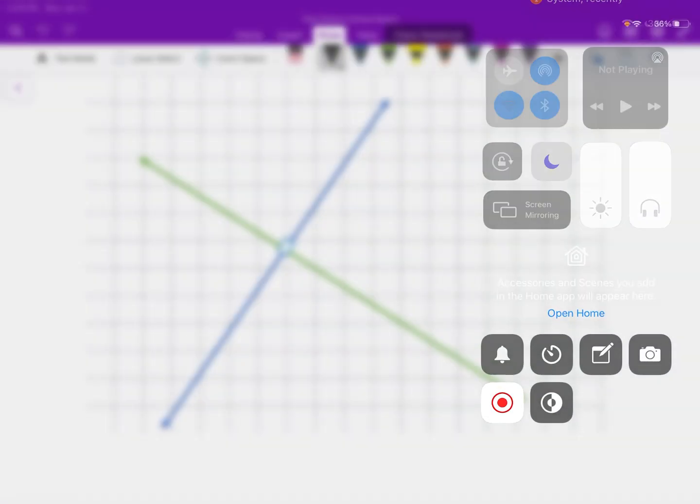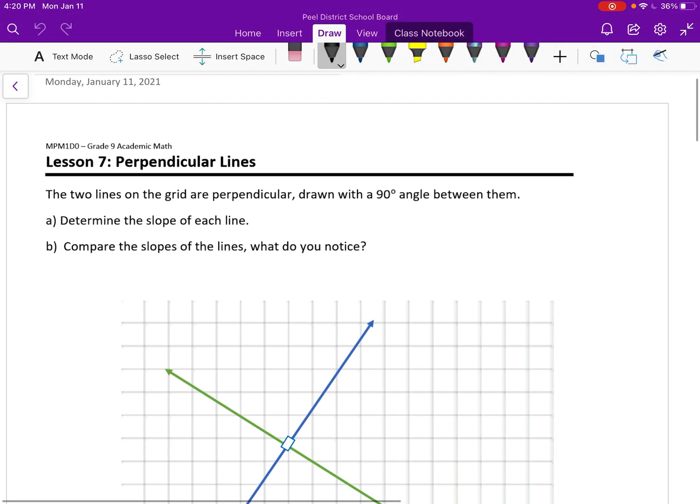Right, welcome back, class. We're going to be talking today about lesson 7, perpendicular lines. The learning goals for this lesson: the point of this lesson is to learn how I can find the equation of the line if I have the slope of the line it is perpendicular to, as well as a point on the graph.